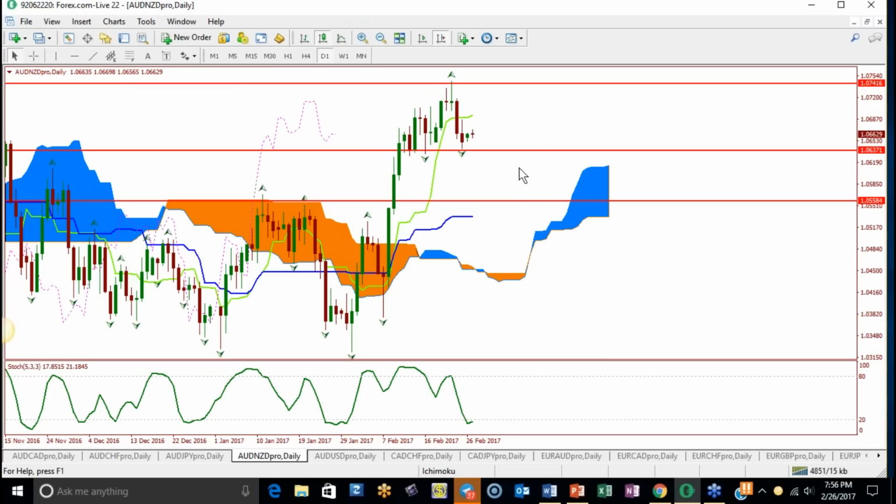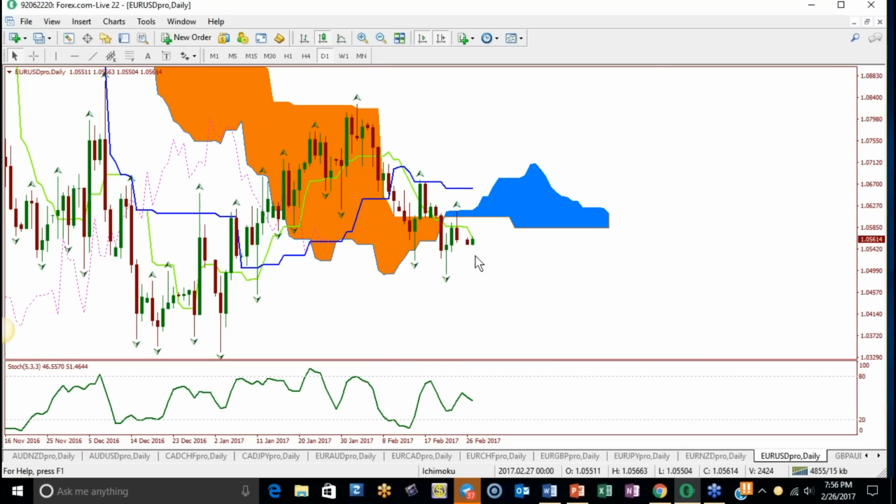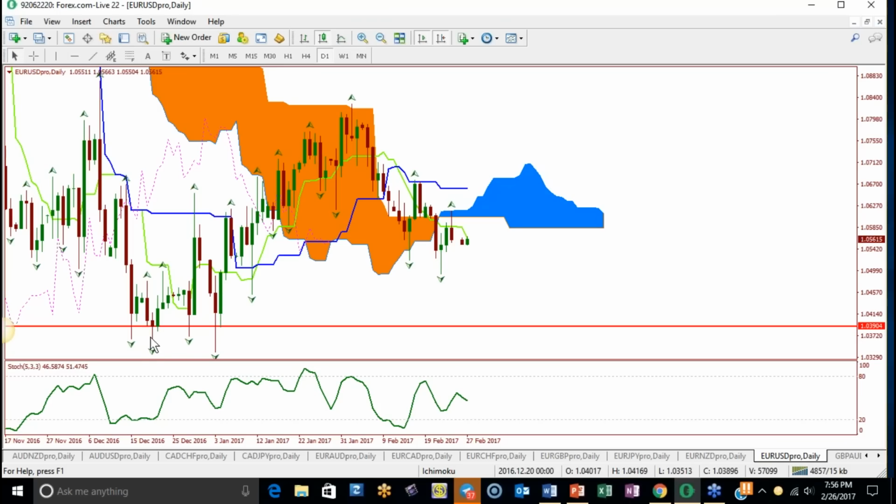All right, so let's go to the Euro USD real quick. I want to go through these charts quick because I'm approaching my hour time. So I was looking at this pair here, and I'm not looking at this pair based off of any divergence or anything. I'm looking at it based off of just Ichimoku. So what I wanted to do is put my levels here. I want to know where I can go.